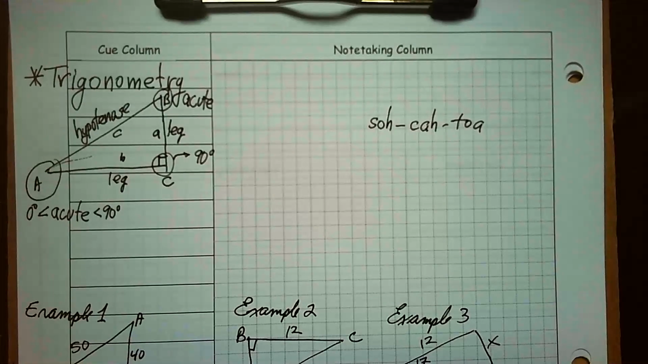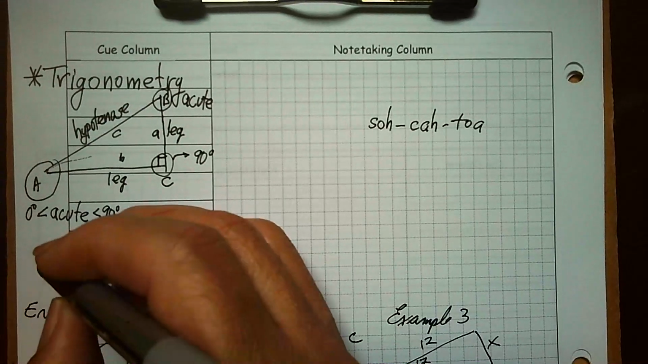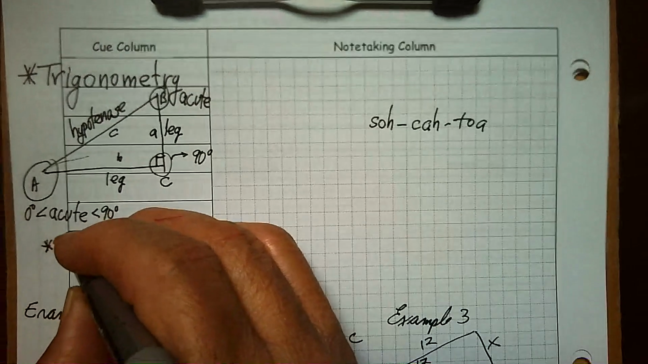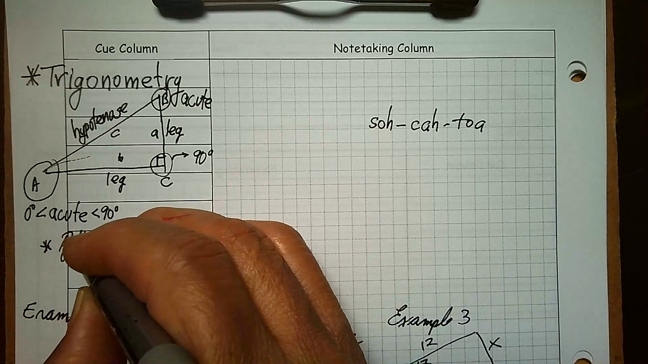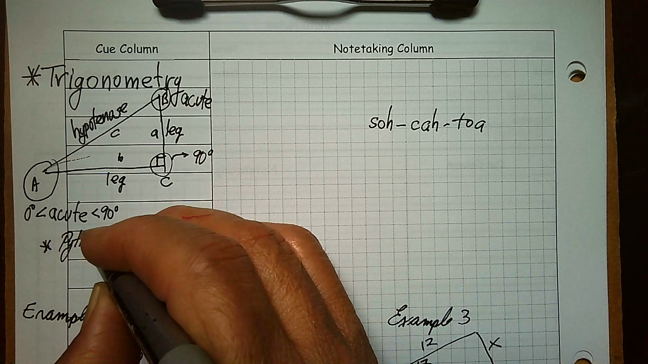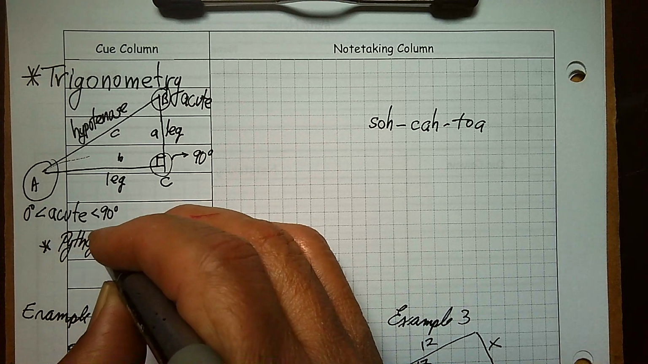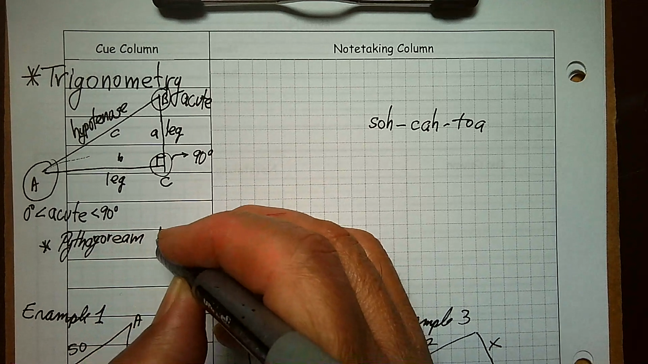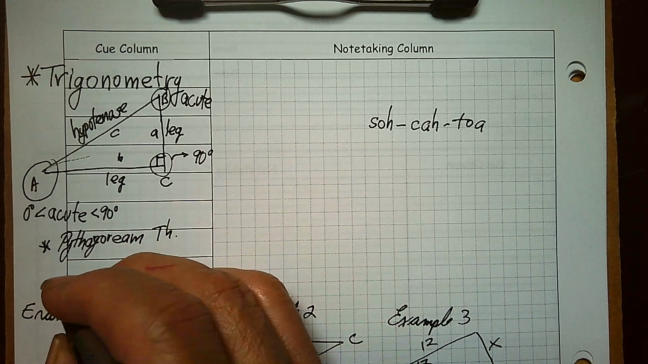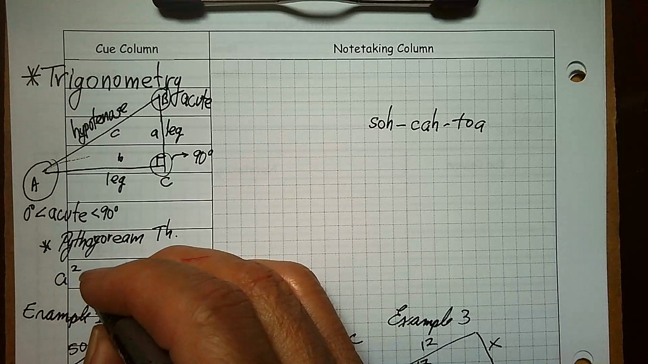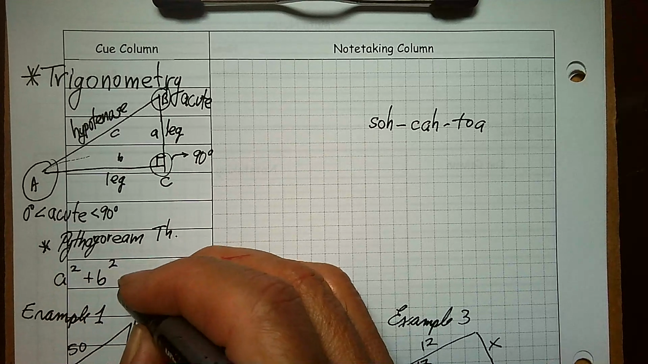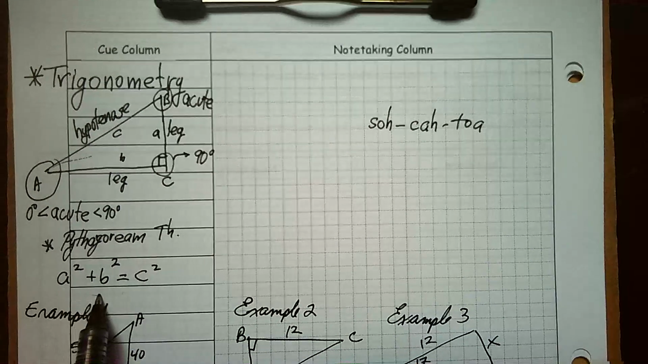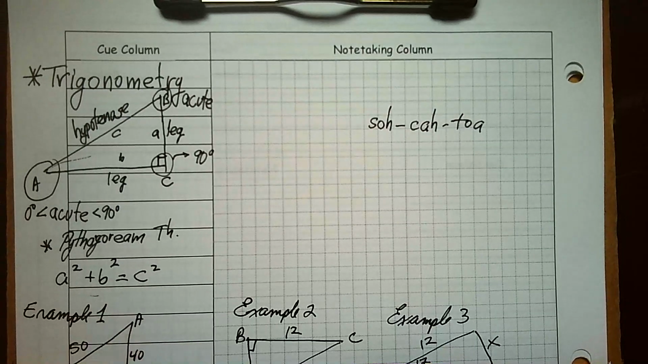Okay? And another thing you should remember is if you have a right triangle, you can use the Pythagorean theorem. And that theorem says the following: a squared plus b squared is equal to c squared. Remember, a and b have to be the legs and c is the hypotenuse.